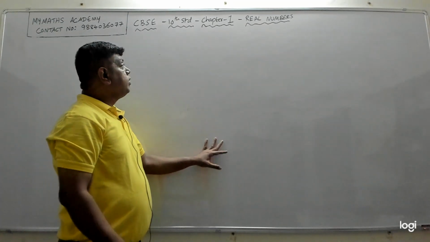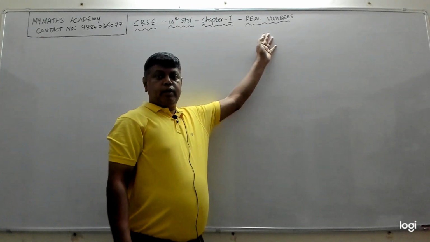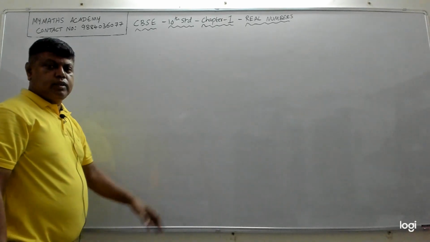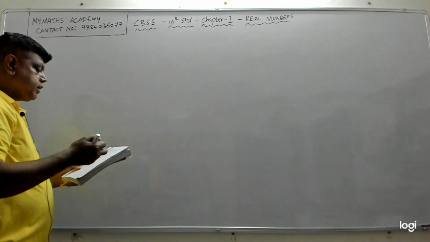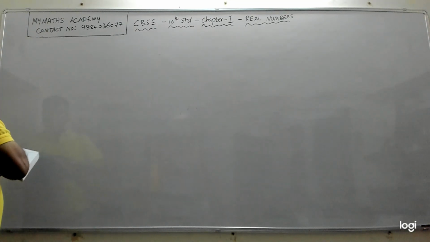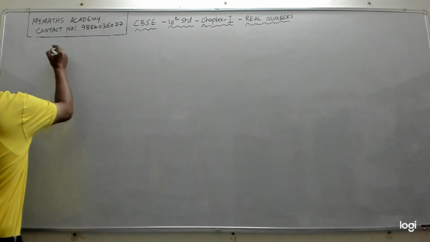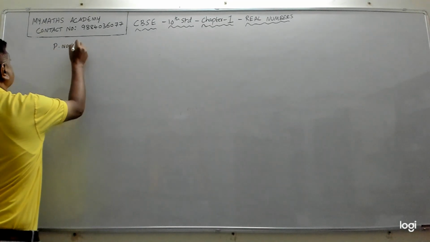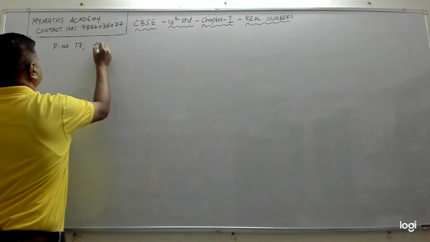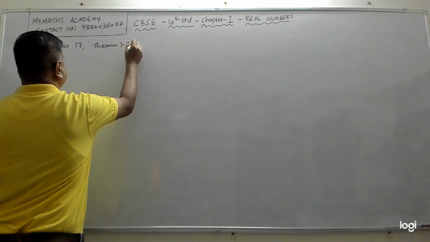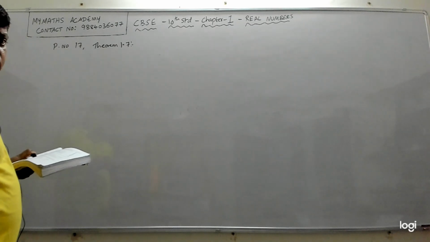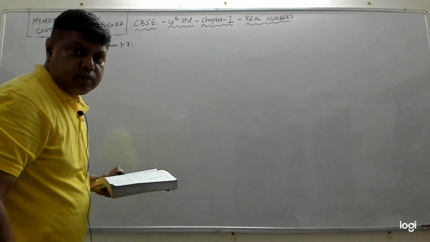In this video, we'll continue with Chapter 1 Real Numbers from 10th Standard CBSE Mathematics. So we'll continue with Theorem 1.7 on page number 17. Page number 17, Theorem 1.7.